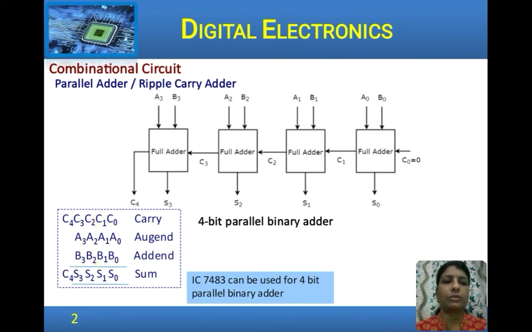So this goes on. At the final stage, A3, B3 and the carry C3 are added in the final adder. We get sum S3 and carry C4, which is taken as the result. IC 7483 is a 4-bit binary parallel adder. This is also called a ripple carry adder because the carry gets rippled from one stage to the next stage.